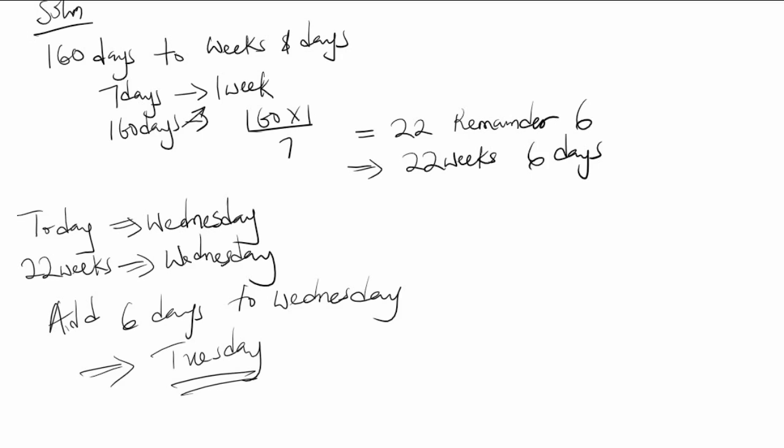160 days is 22 weeks and 6 days. After 22 weeks, it will be Wednesday. Then for the remaining 6 days, you add 6 days to Wednesday to know the exact date. So it becomes Thursday, Friday, Saturday, Sunday, Monday, Tuesday. 6 days. Simple as pie.